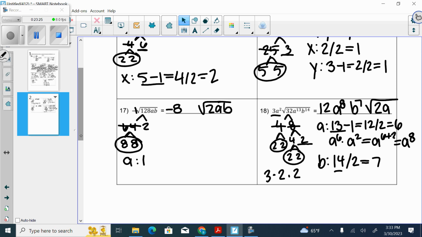Okay, so you guys already knew the rules for numbers. Today we just added in the rules for the letters, all right?